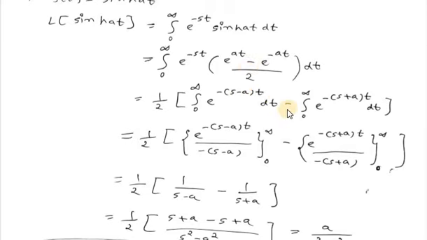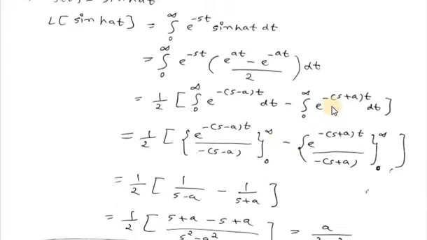Then after this minus sign, now multiply e raised to minus st by e raised to minus at. The result is e raised to minus of (s plus a) t dt, and separate the integration. Now the integration of e raised to minus of (s minus a) t dt, the answer is e raised to minus of (s minus a) t divided by the multiplier of t, that is minus of (s minus a), and the limit is from 0 to infinite. This minus sign as it is.